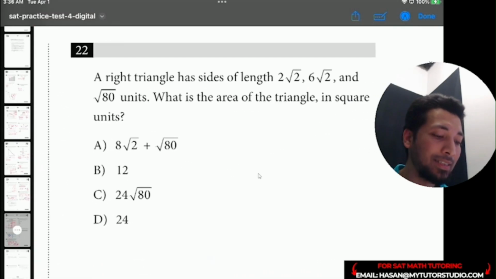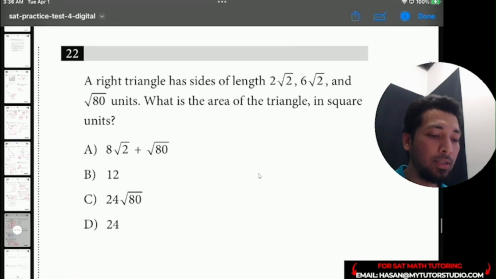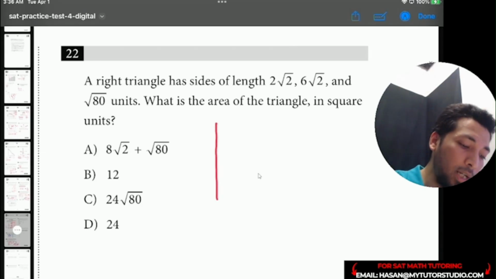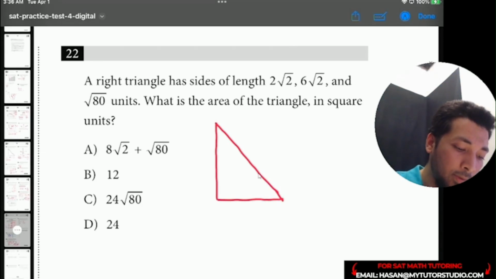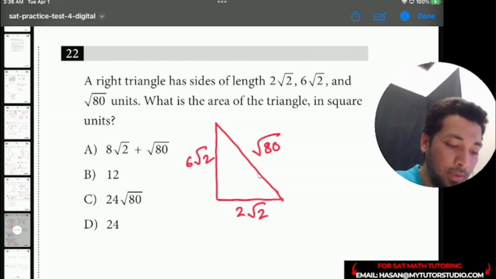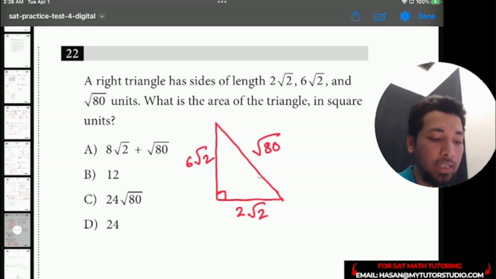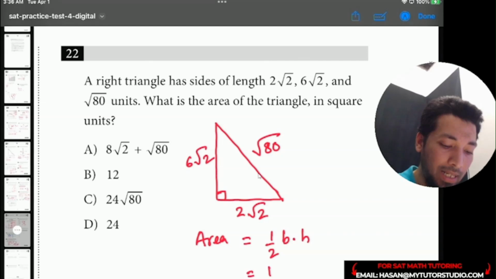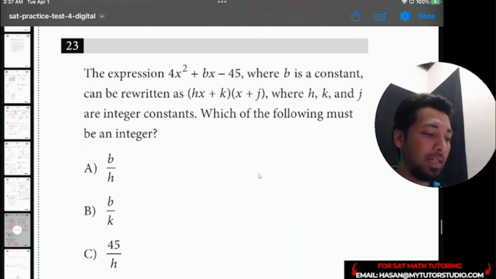A right triangle has sides of length 2 root 2, 6 root 2, and square root of 80 units. What is the area of the triangle? Now remember, if you have a right triangle, this is 2 root 2, this is 6 root 2, and this is square root of 80. Now this is 90. So if we know that the angle is 90, we can use area, which is 1/2 times base times height. Now the base is 2 root 2 and the height is 6 root 2. These two will just cancel out. Root 2 times root 2 is just 2. 6 times 2 is 12. That's our answer. Perfect. Now let's look at problem number 23.